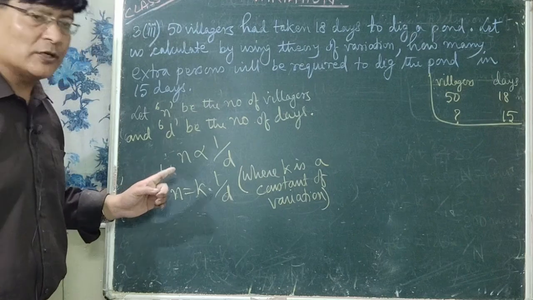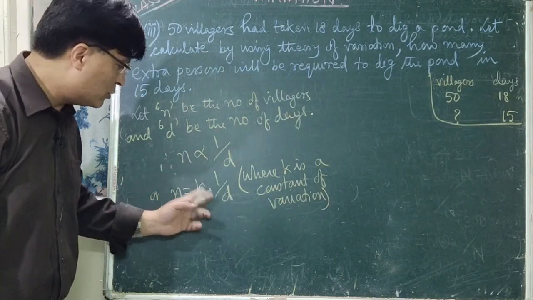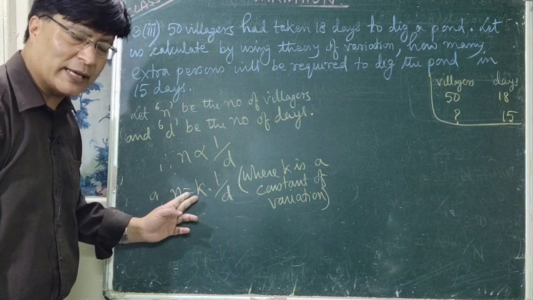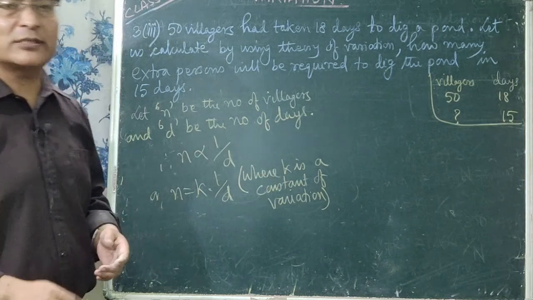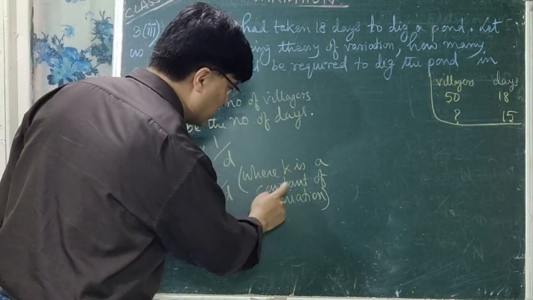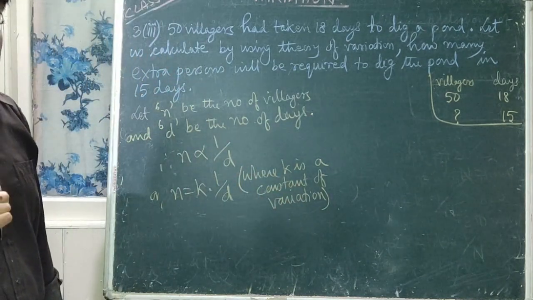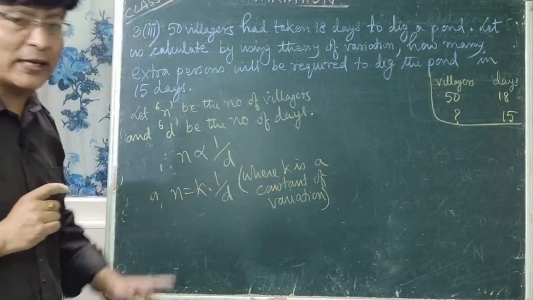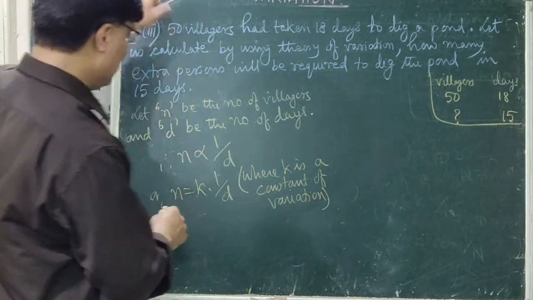So always, if you change this proportional sign into equality sign, you have to multiply the right hand side by a constant k, and within bracket you should write where k is a constant of variation. यदि तिमीले एक्जाममा यो where k is a constant of variation भनेर लेखेन भने 1 मार्क्स काटिन्छ. याद गर्नु त्यो चाहिँ. बुझ्यौ? यो लेखेकै हुनुपर्छ where k is a constant of variation. ठीक छ? अब यहाँ क्वेशनमा के दिएको छ?